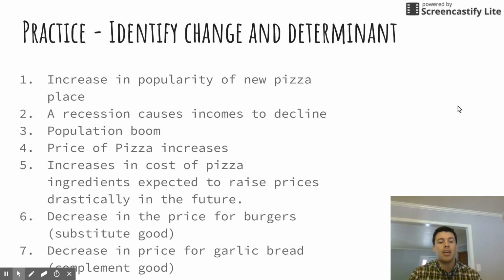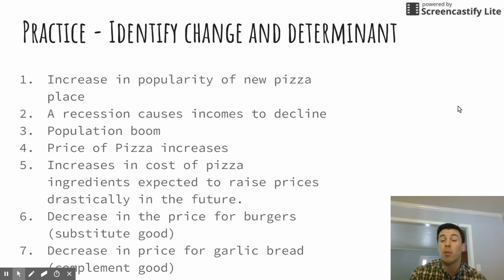So I have 7 different scenarios here, all related to pizza, so we'll stay on that theme. What you're going to do is identify the change that's occurring: increase in quantity demanded, decrease in quantity demanded, increase in demand, decrease in demand. Identify the change, and then identify the determinant. Is it taste? Is it a change in expectations? Is it a price change? You're identifying those 2 things there.